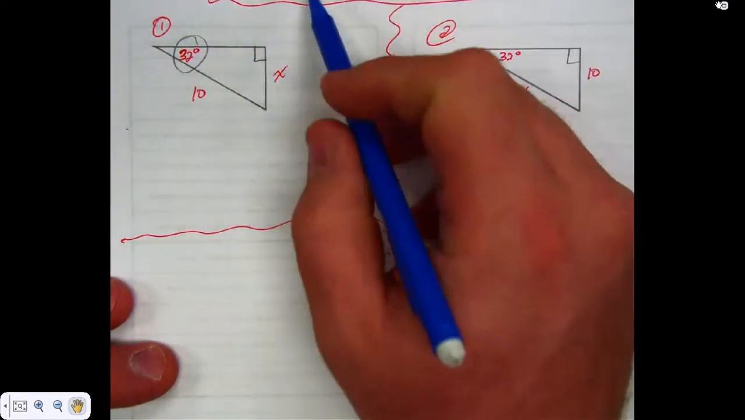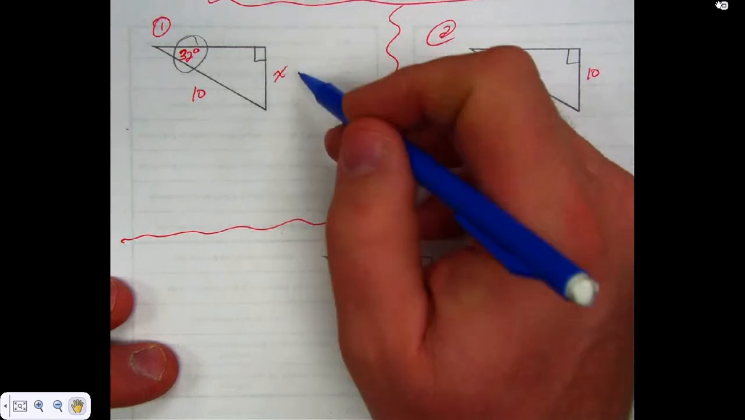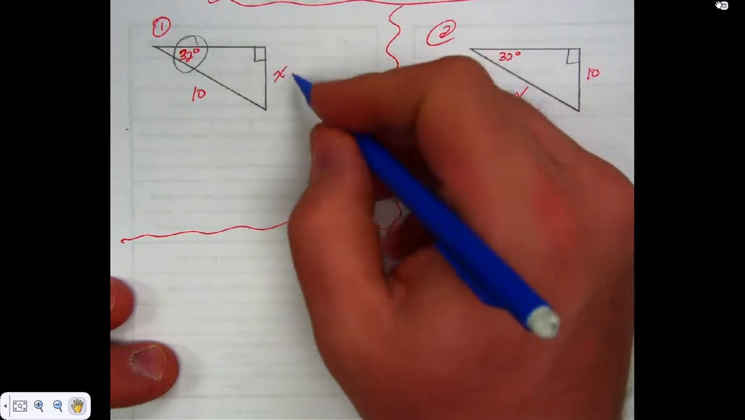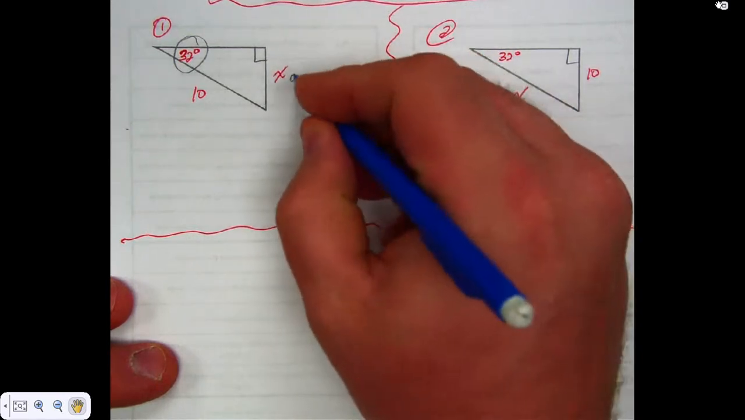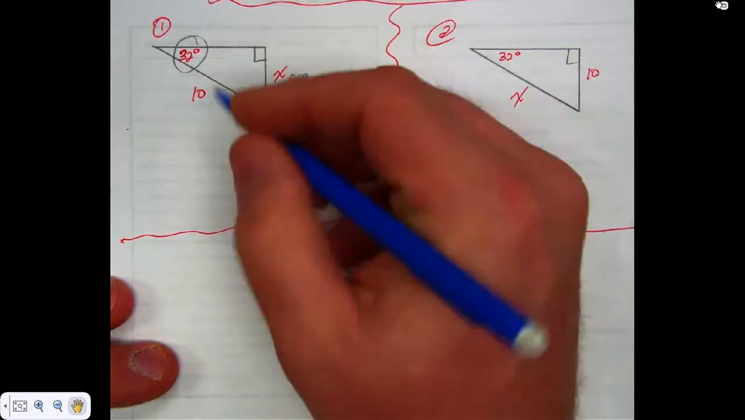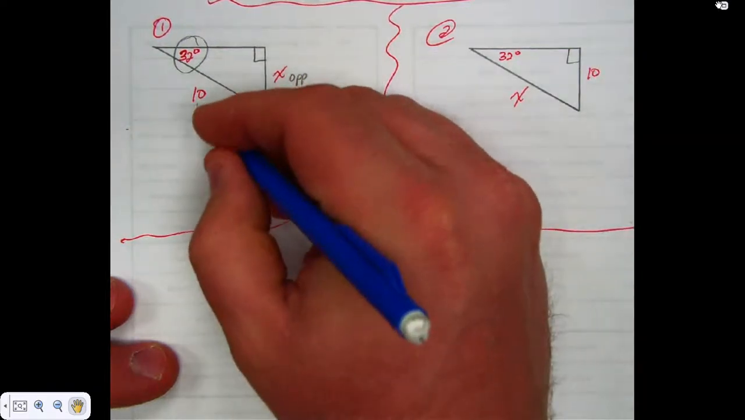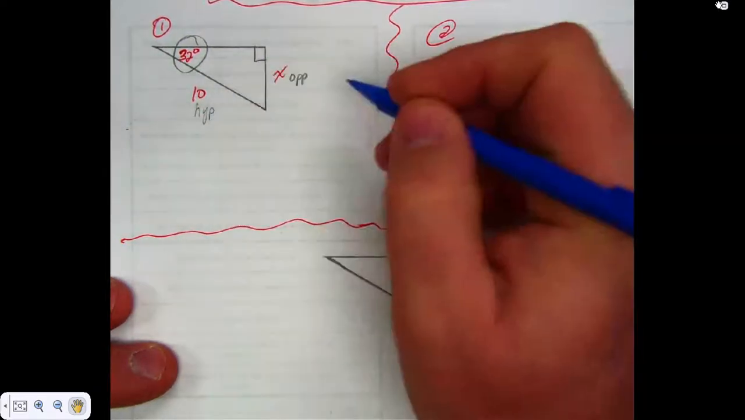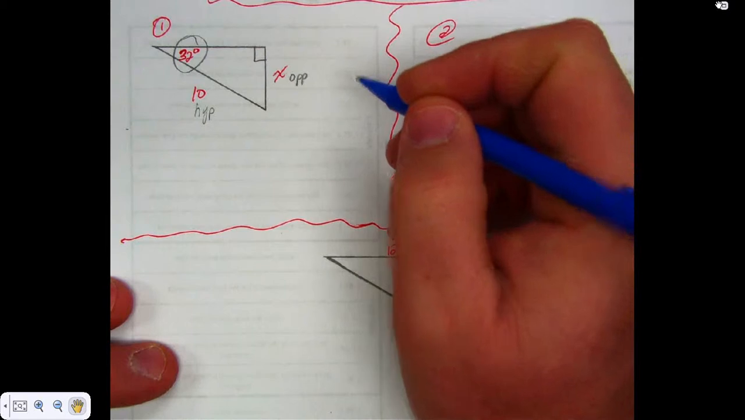It's either what? Opposite, adjacent, or the hypotenuse. What is this x? It's the opposite leg. What is this 10? Hypotenuse. Hypotenuse stays the same. It's all opposite that. So you've done what I asked you to there.